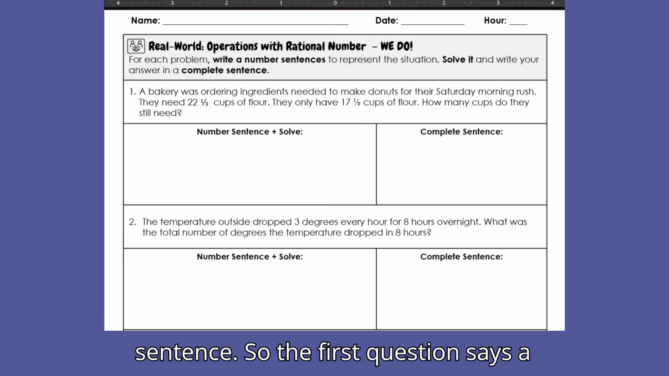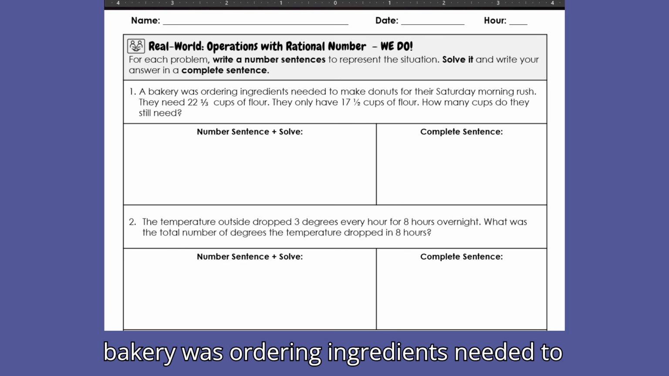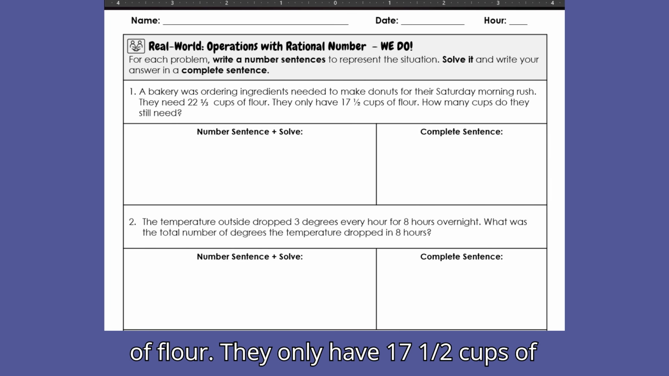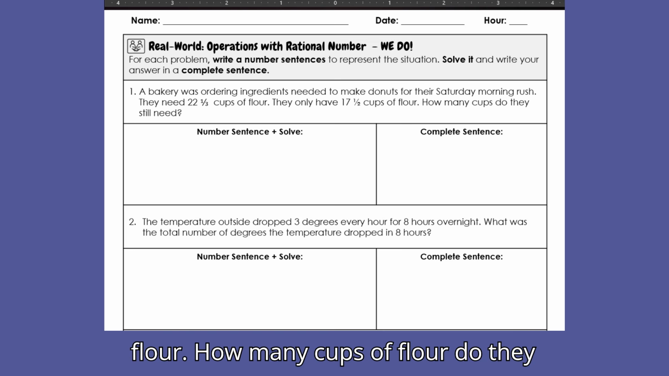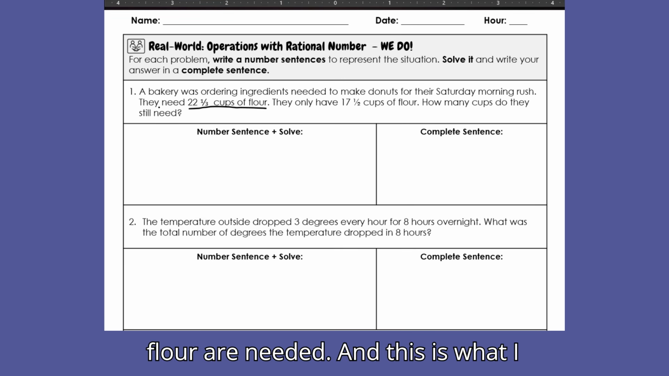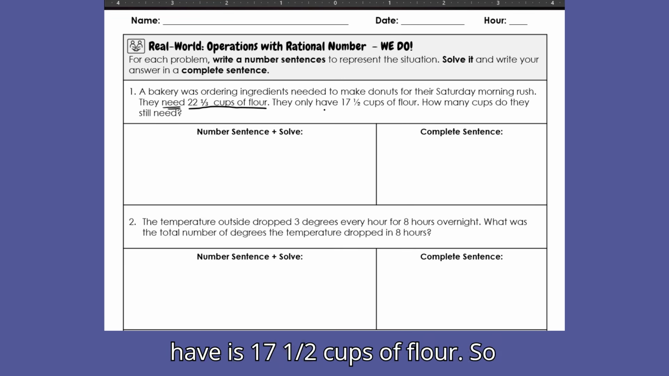So the first question says, a bakery was ordering ingredients needed to make donuts for their Saturday morning rush. They needed 22 and 1/3 cups of flour. They only have 17 and a half cups of flour. How many cups of flour do they still need? So when we look at this, I see 22 and a half cups of flour are needed. And this is what I have: 17 and a half cups of flour.